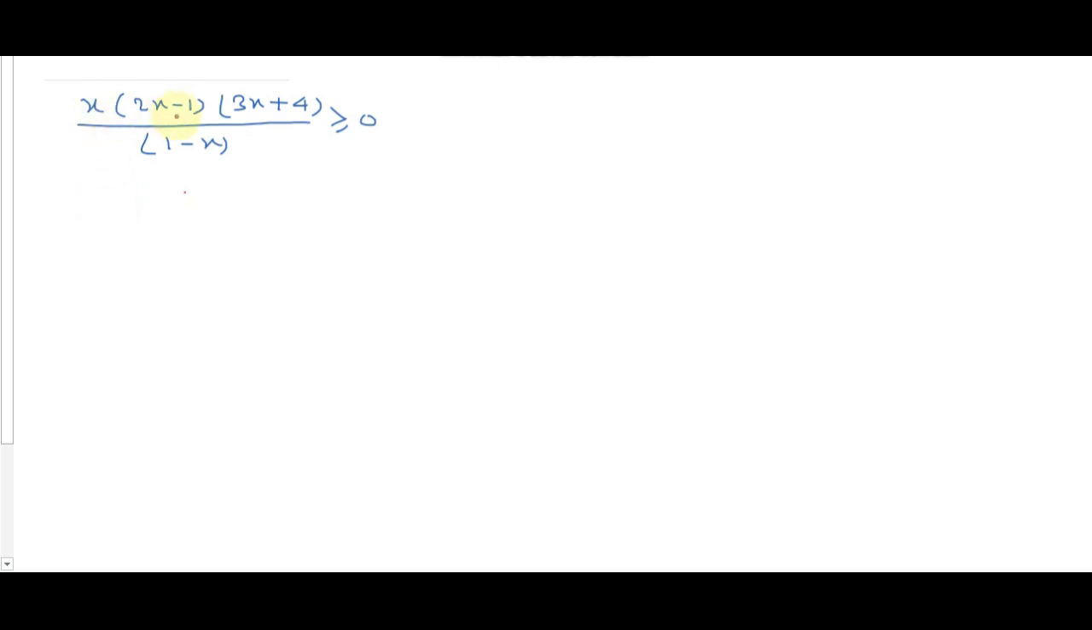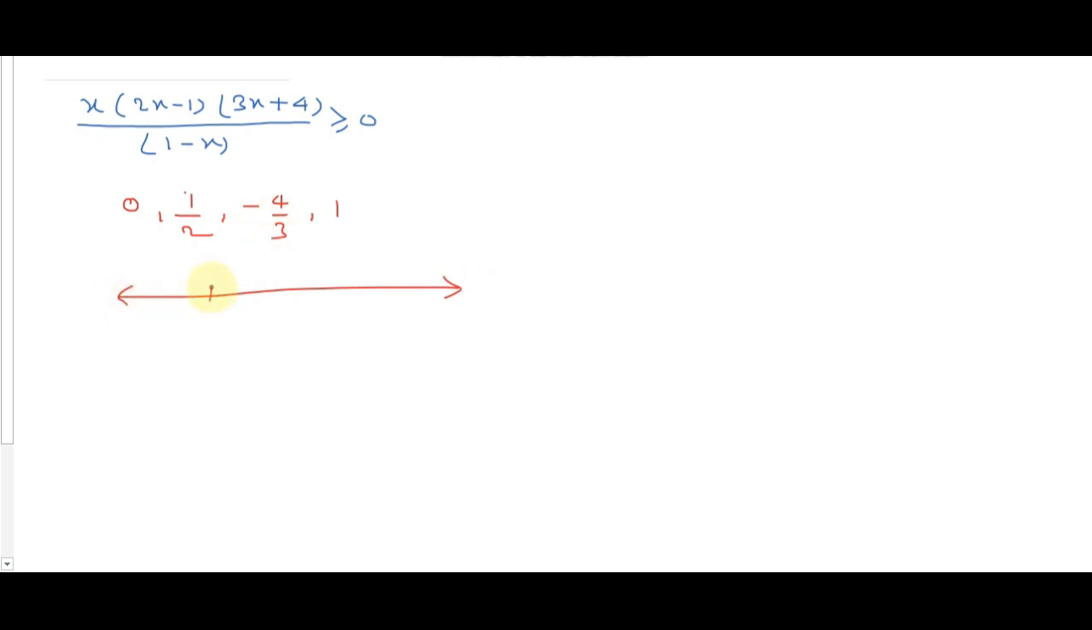So when x is equal to 0, then x is equal to 0. When 2x minus 1 equals 0, then x is equal to 1 by 2. When 3x plus 4 equals 0, then x is equal to minus 4 by 3. And when 1 minus x is equal to 0, x is equal to 1. These are critical points. Let's plot these points on the number line.